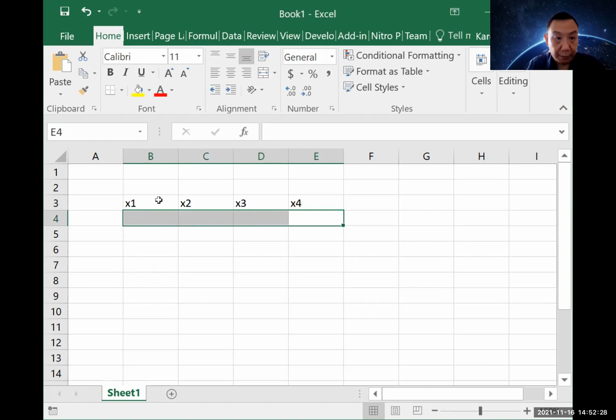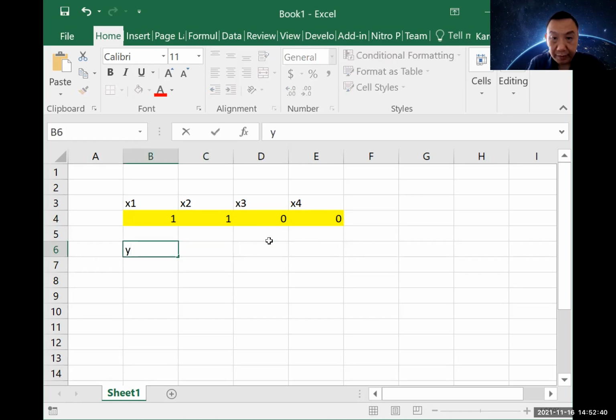Okay. So for example, number 1. What is number 1? 1, 1, 0, 0, right? And then I need to get the y. How do you get the output of the y? And here you put OR, right? Okay, I will put this. This one is called x underscore 1. This one is x underscore 2, right? This one is x underscore 3. And this one is x underscore 4.